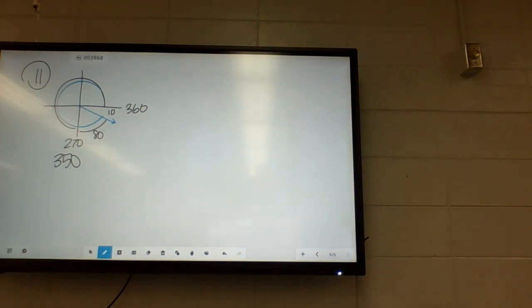So what's that rotation all the way around to that blue line there? If you subtracted 10 from 360, or if you did 270 and 80, you end up at the same spot.